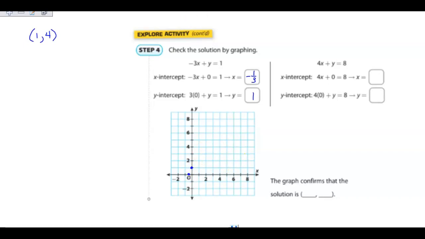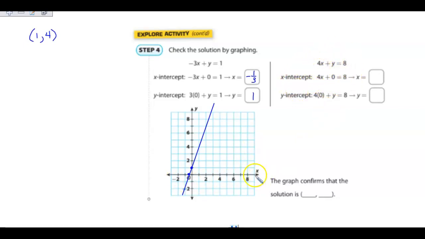It's very tiny, but we're going to go ahead and graph this line. Looks like about there. We'll see. Might be close. Our next one is the other equation.